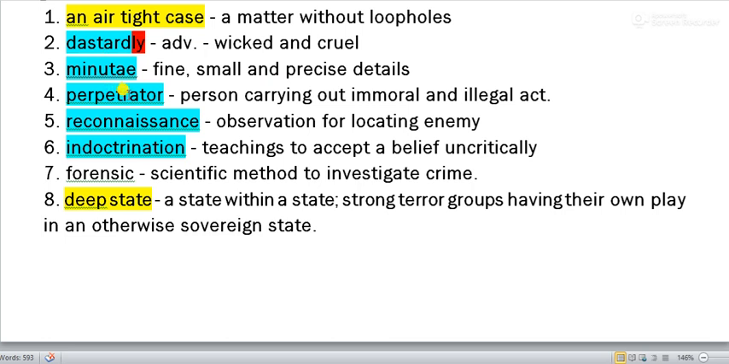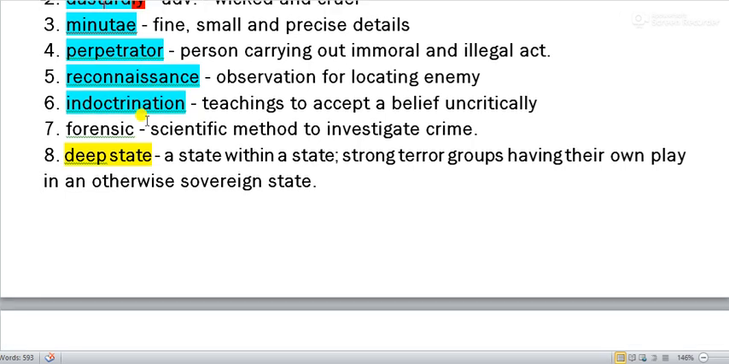Perpetrator. A perpetrator is a person carrying out an immoral or illegal act. Reconnaissance. Reconnaissance is surveillance, observation for locating the enemy. It is done in military practices for locating enemies.